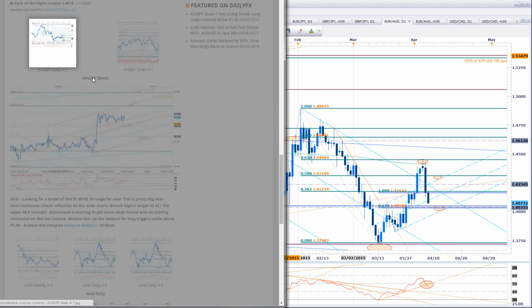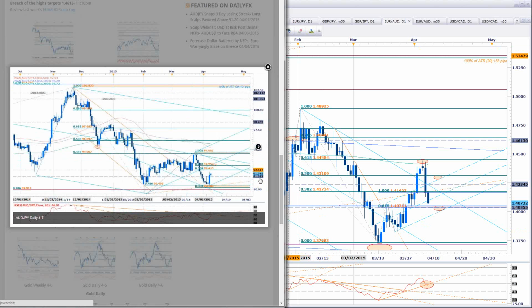So here's what the daily looked like yesterday. Again, 91.60 was the objective, April and weekly opening range high. So that move right there invalidated the short side. You saw momentum hold 40 as support on the pullback, suggesting that the broader downside might be at risk here. And you're looking for 92.42.